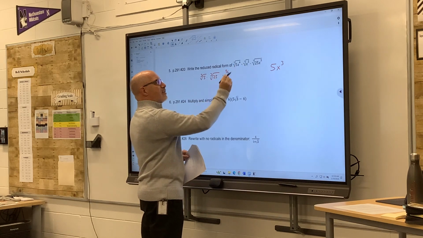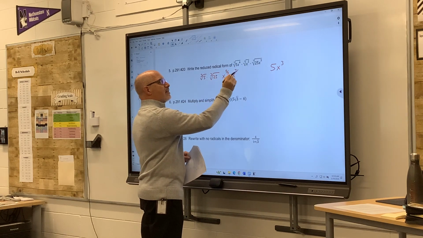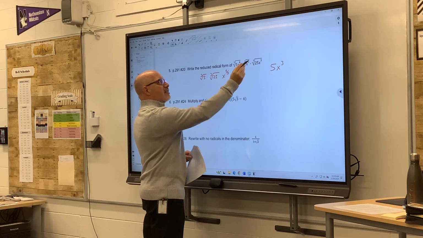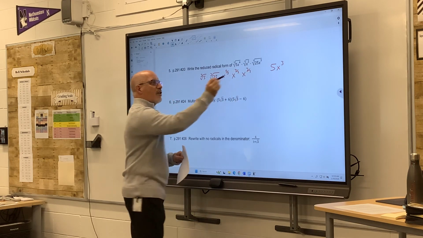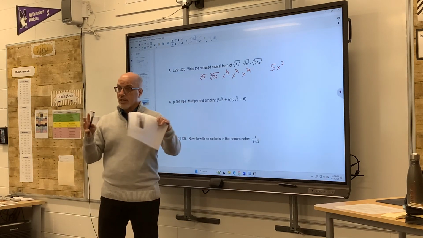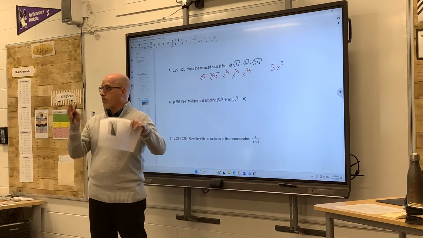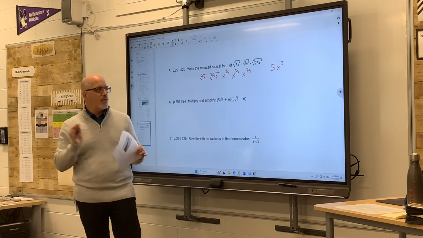This will be x to the 2/3. This will be x to the 3/3. Because it's all multiplication, you can separate them and do that. Now if they're pluses and minuses, that's a whole different story.